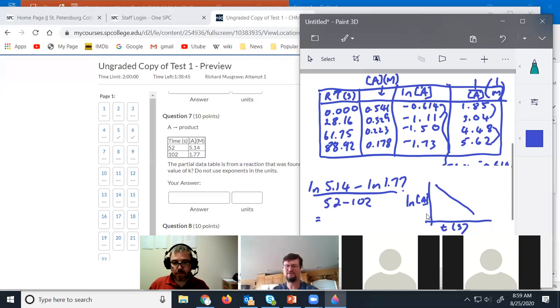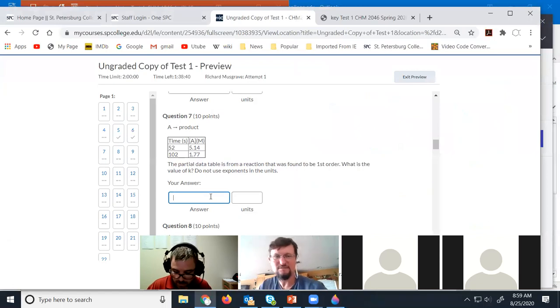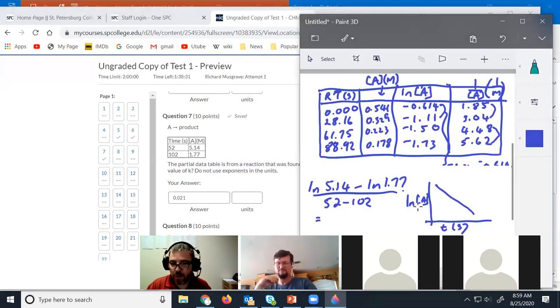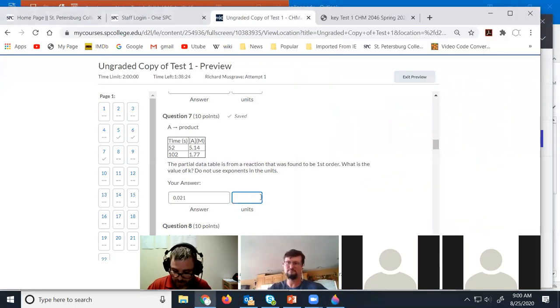I think it's a negative 0.021. Okay. But then it would be positive 0.021. And that's right. The unit there would be, because there's no unit on natural log of a concentration, 1 over S. So that's right down there, 1/S. I suppose /S would be correct as well, but I think I've got 1/S as the unit there as the answer.